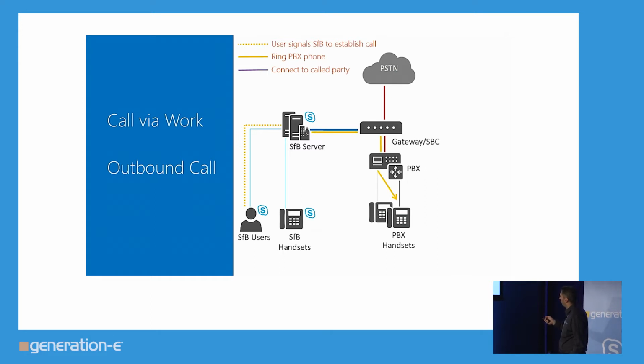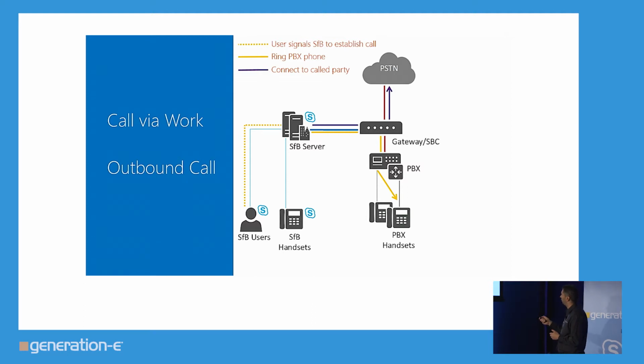The server then initiates a call to your handset sitting on your desk, so your phone starts ringing, you pick it up, and then you hear a ringing for an outbound call. What the server is doing is connecting you to that number that you've dialed. So think of it as a sort of bridged call to the person you want to dial. You said, I want to call a person out in the PSTN. Skype for Business calls you and then connects you to that party.